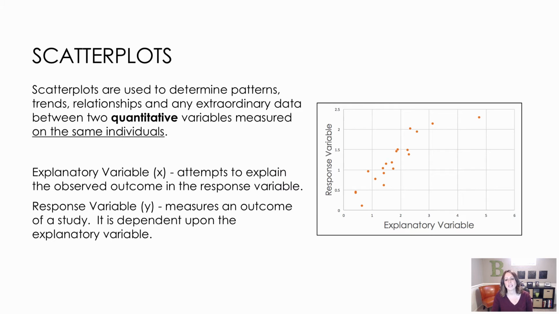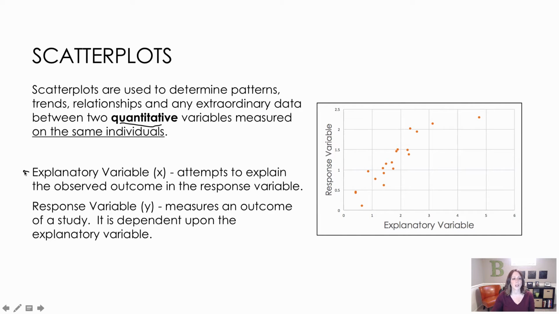This week our focus is on what happens when we have two quantitative variables. When we have two quantitative variables, the easiest way to display those is in a scatter plot. What's important to understand about a scatter plot is that each of these points represents the same individual. Essentially, we're measuring the same individual on two quantitative variables. Therefore, we can see if there is a pattern between those two variables.